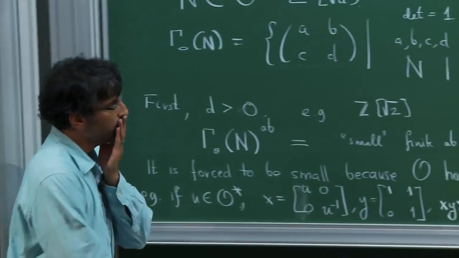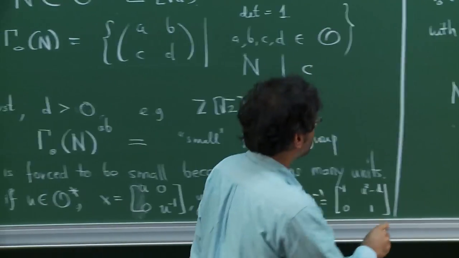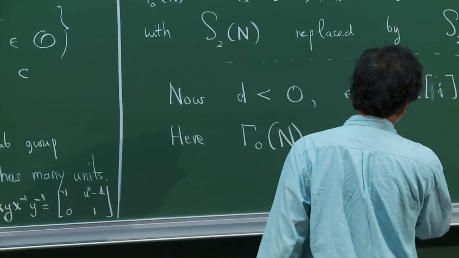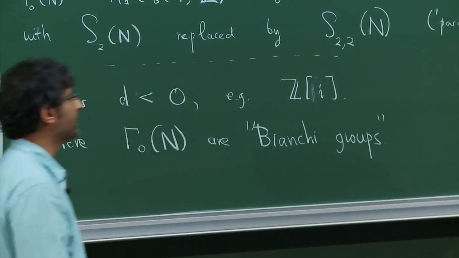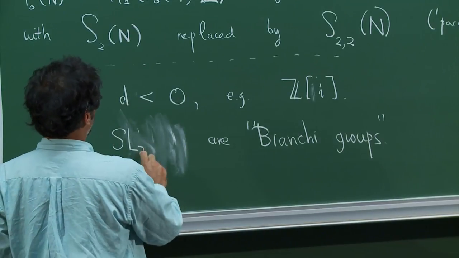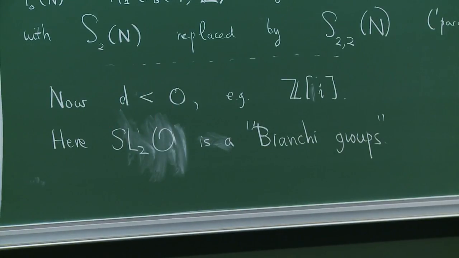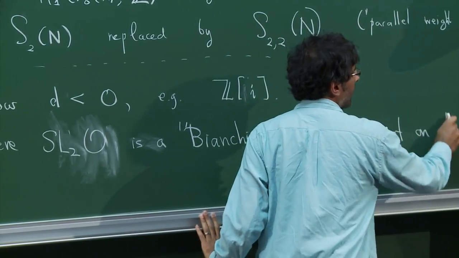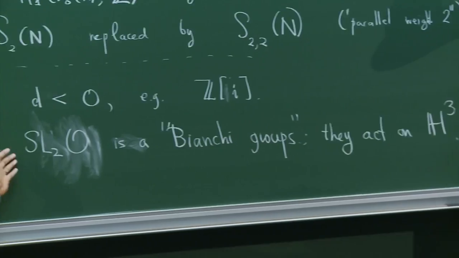And here, these analogous groups are called Bianchi groups. Maybe this term is usually used for just SL2 of O. They are so called because they were studied by Bianchi, and these are very pretty. They act on hyperbolic three space, and I'll describe this action later when I need to say more about it. But they're very parallel to the SL2Z, which acts on hyperbolic two space.